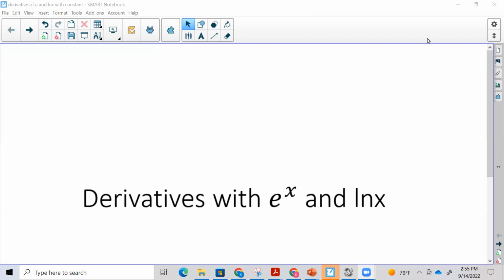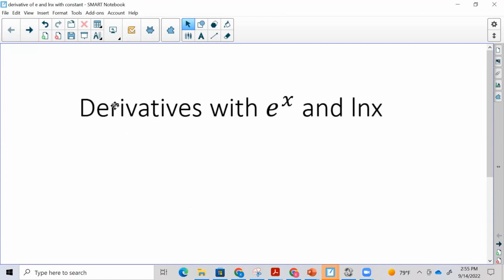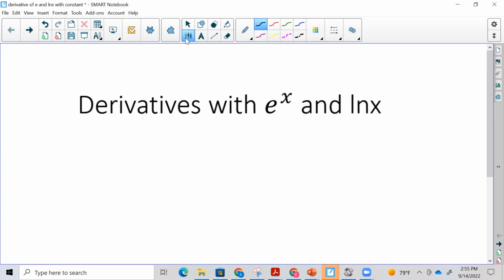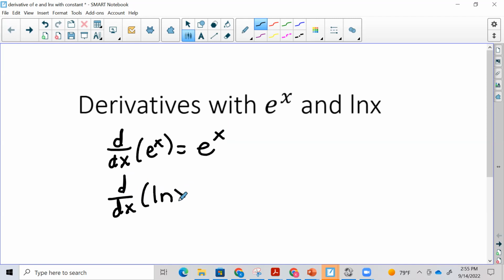So in this video, we are going to look at a few more examples of derivatives with e to the x and ln of x. Just as a reminder, before we do that, we need to remember what is the derivative of e to the x and what is the derivative of ln of x. The derivative of e to the x is always itself, so it's e to the x. And we said that the derivative of ln of x is equal to 1 over x.